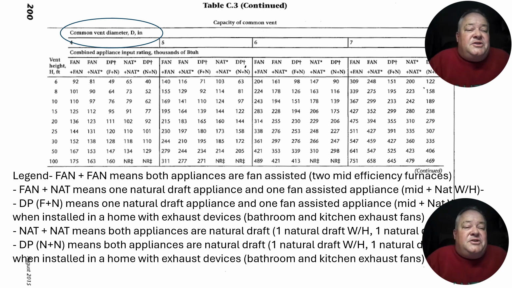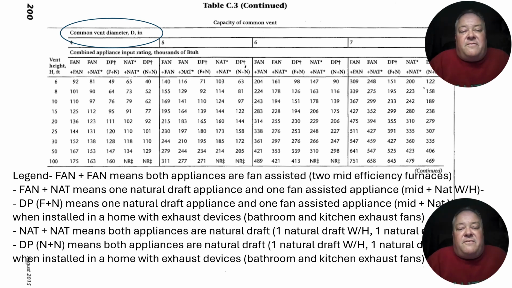The next one says DP. In other words, if we have any air exhausting appliances, which is what we have, and we actually have a fan assist and a natural draft, so the third column or the middle column is the one that we're going to use. When we go down to 30 feet, you can see your capacity there. It looks like 128,000 BTUs for a 4-inch common vent. Well, that's not going to work because we have 157,000.